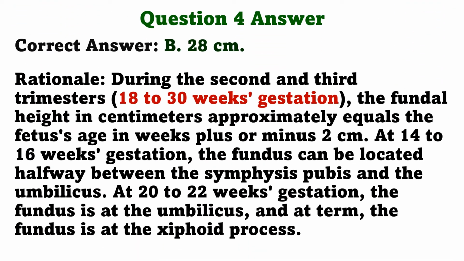The correct answer is B. 28 centimeters. Rationale: during the second and third trimesters, the fundal height in centimeters approximately equals the fetus's age in weeks plus or minus 2 centimeters. At 14 to 16 weeks gestation, the fundus can be located halfway between the symphysis pubis and the umbilicus. At 20 to 22 weeks gestation, the fundus is at the umbilicus, and at term, the fundus is at the xiphoid process.